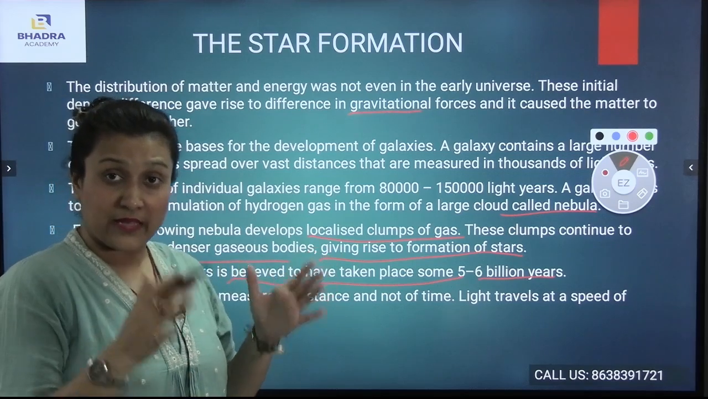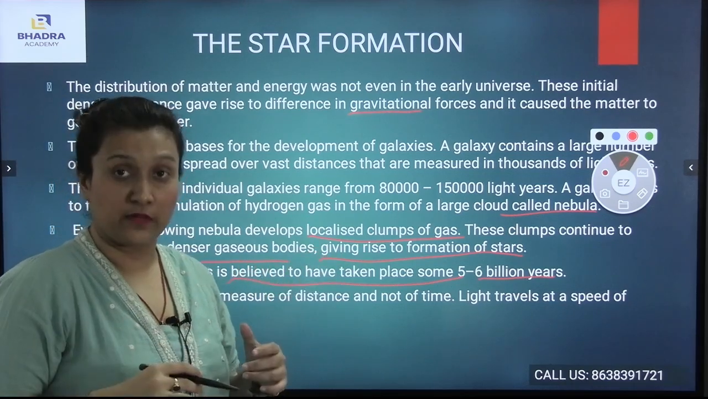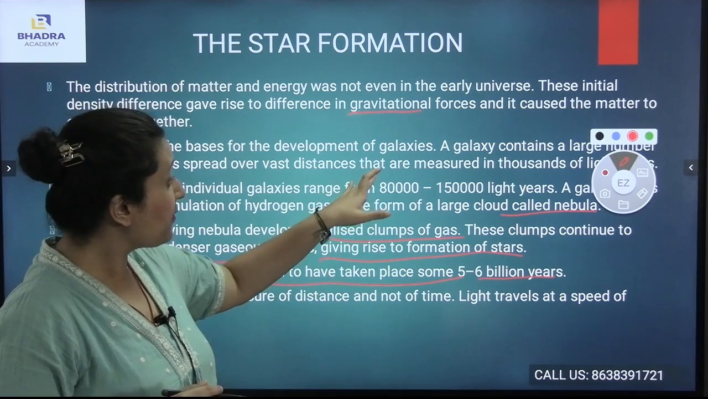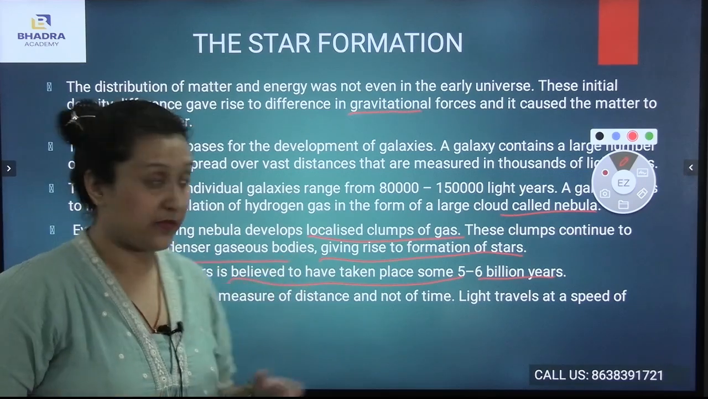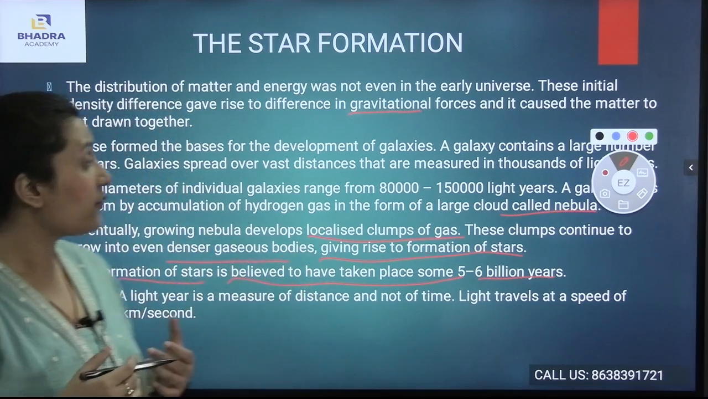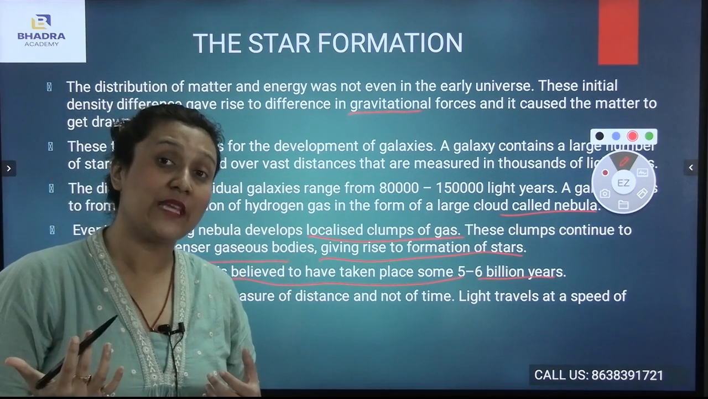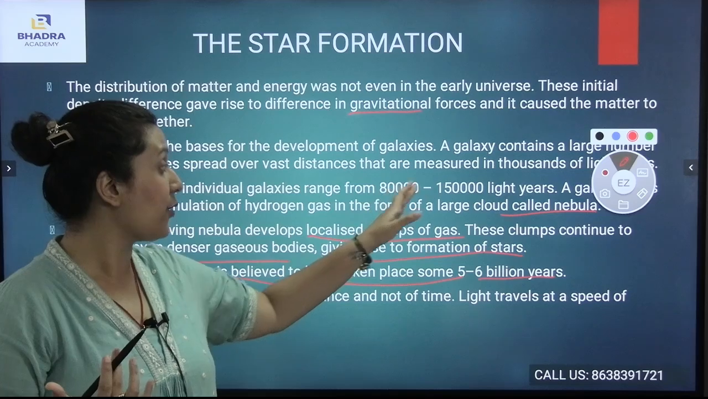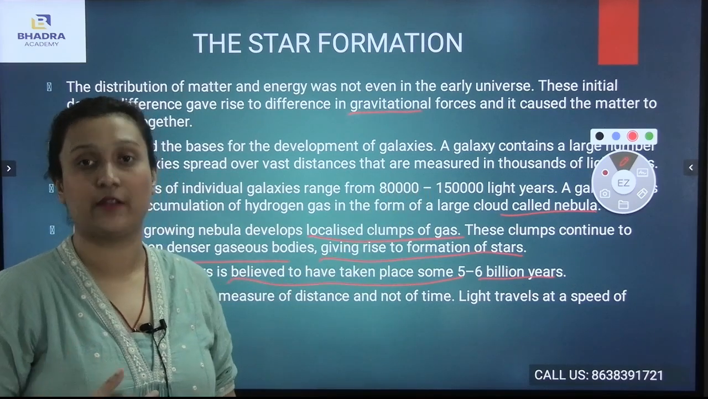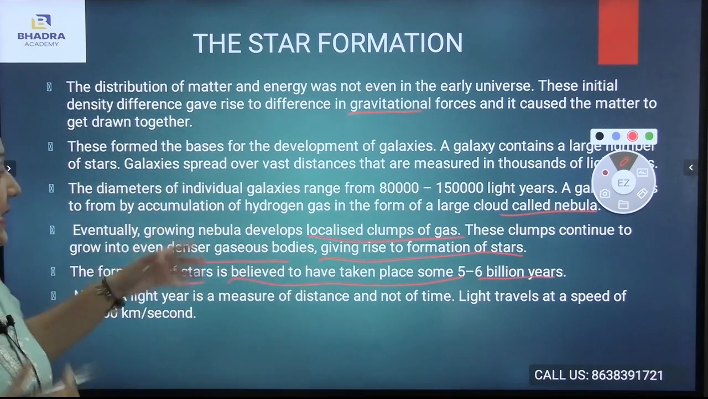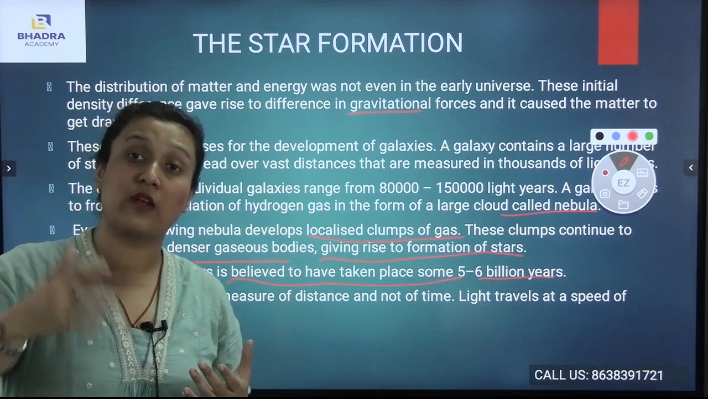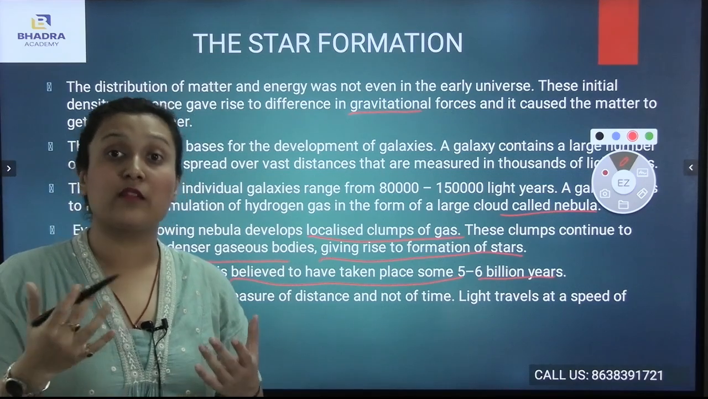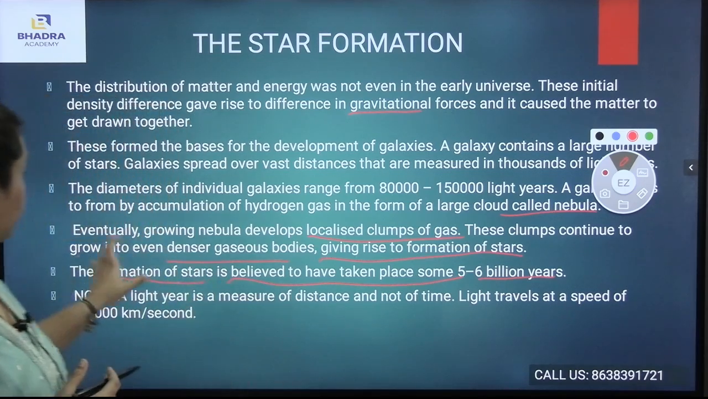And the galaxies were formed at vast distances, and these vast distances were measured in terms of light years. Third comes the diameter of the individual galaxies. The diameter of the individual galaxies is 80,000 to 150,000 light years. Also, by the accumulation of hydrogen gas, a large cloud is formed, and those clouds formed into galaxies, which is called the nebula.